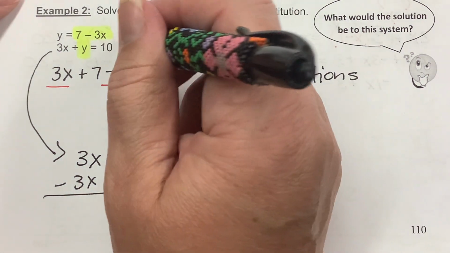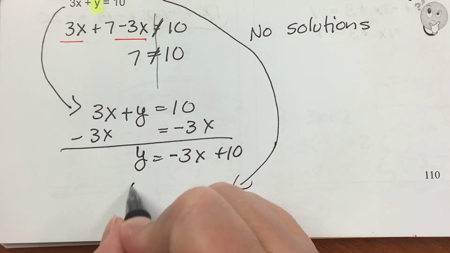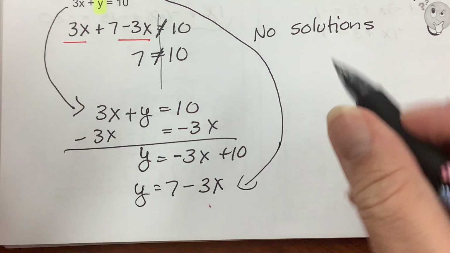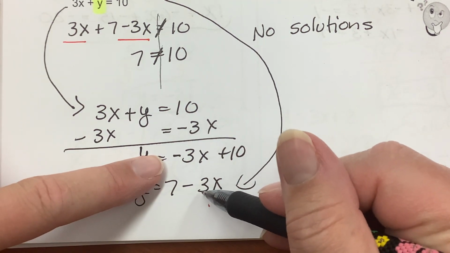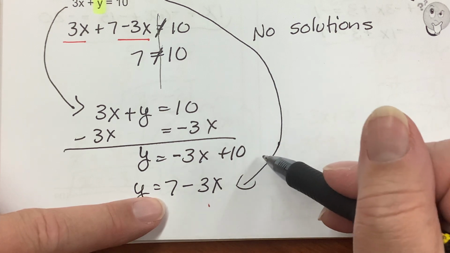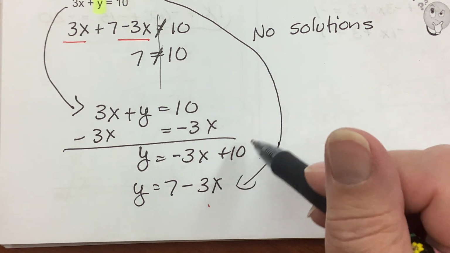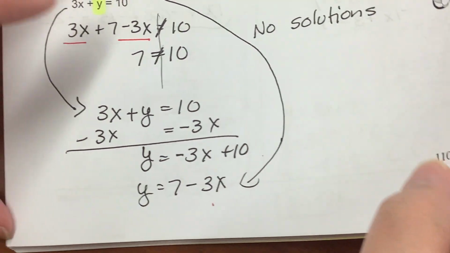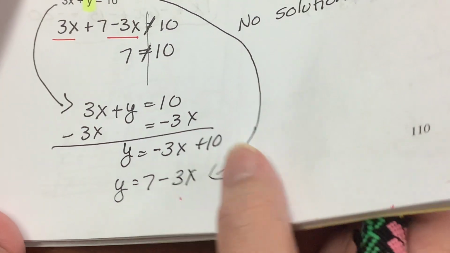And now let's compare that to this. Y equals 7 minus 3x. My coefficients are the same, negative 3x. My constants, 10 and 7, are different. That's parallel lines. Same coefficient, different constants, parallel lines. But since we're learning substitution, that's how we have to do it.